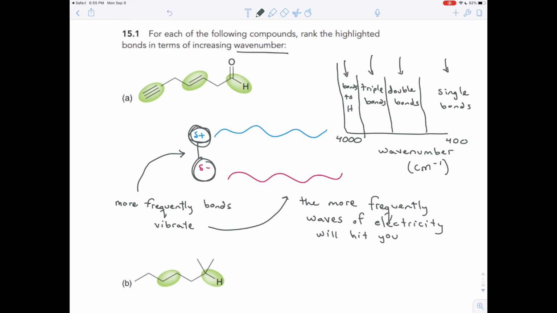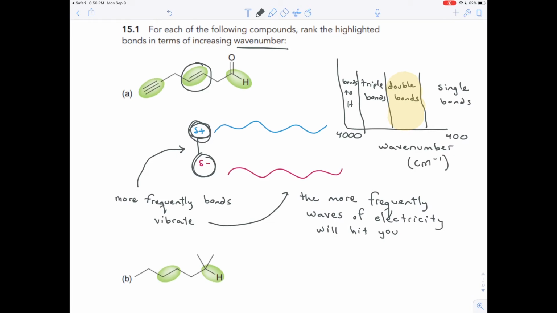Okay, so basically what we're going to do is compare these different bonds to the scenarios in this schematic. Let me just clear this out a little bit. Okay, first, maybe in the middle, you see a double bond. Of all the bonds here, it's the double bond that's furthest to the right. That would have the lowest wave number. Wave numbers get bigger as you go to the left. So that double bond would have the lowest wave number.